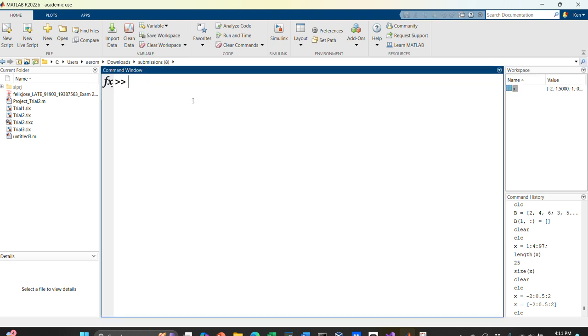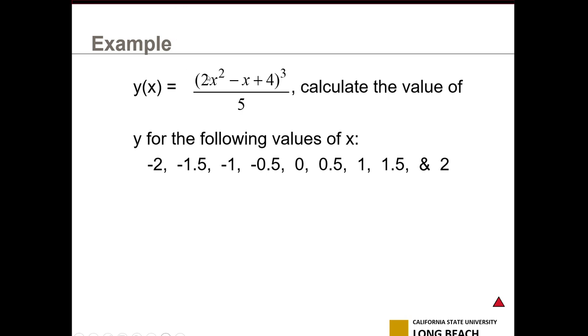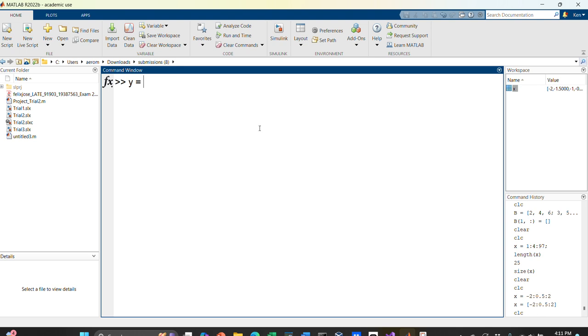All I've done is cleared the command window. And now we have this funky equation for y. So let's see if we can figure that out. So it's 2x squared minus x plus 4. Let's get that part first. 2x squared minus x plus 4. Now this entire thing is to the power of 3. And then that entire thing is divided by 5.